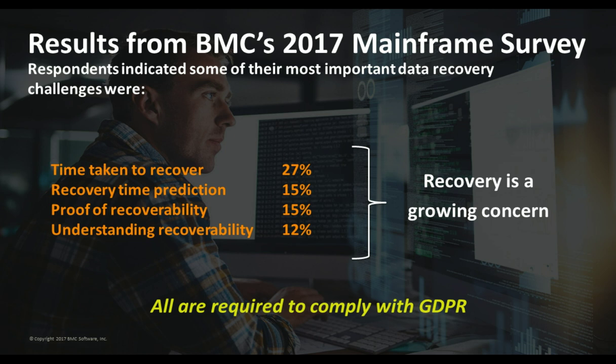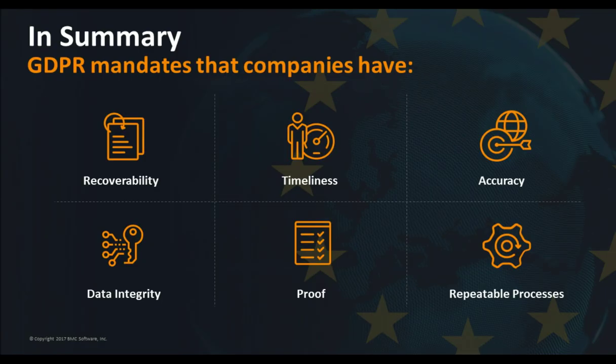So if we just loop back to the mainframe survey results that I touched on a few slides back, just picking out those four things, they are all key to recovery and compliance. And you can see they are of concern. Time taken to recover is probably quite rightly the biggest concern people have. They've seen things befall other customers, and none of us want to be the next headline in the Financial Times or the Wall Street Journal. Unless it's a good headline, we don't want to be mentioned there at all. And all of these things that people have as concern are all required to comply with the General Data Protection Regulation. The time taken to recover, the prediction, the proof of recoverability, and understanding that we are recoverable. They're all part of this recovery part of GDPR.